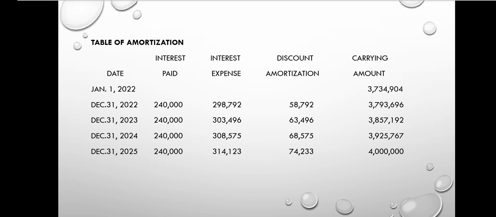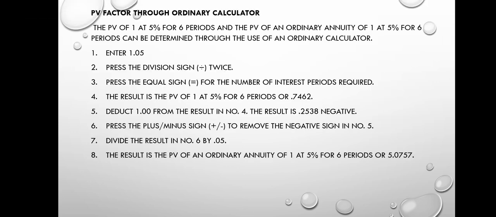And then lastly, I will show you how to get the PV factor using an ordinary calculator. An example of that is the PV of 1 at 5% for 6 periods, and the PV of OA of 1 at 5% for 6 periods.